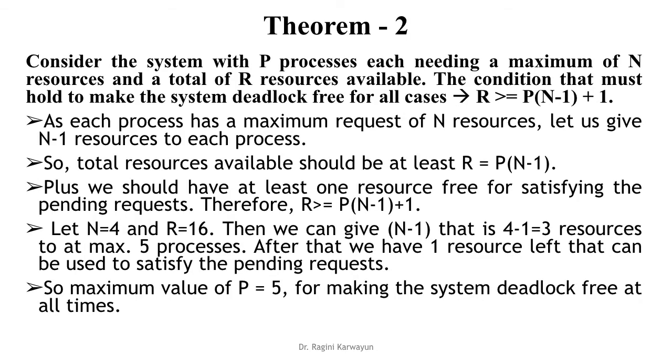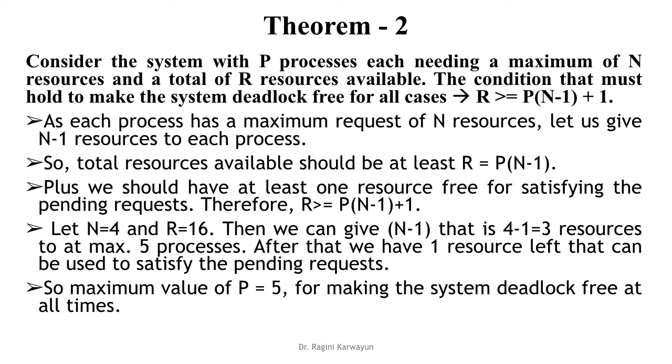But in the next question, each process needs a maximum of n resources and there are a total of r resources available. That is, it is not 2, it could be any value. What should be the value of the total number of resources so that the system will never enter into a deadlock state?